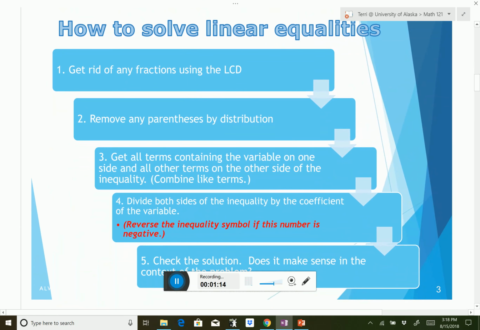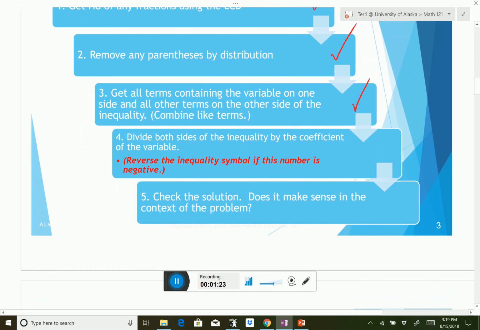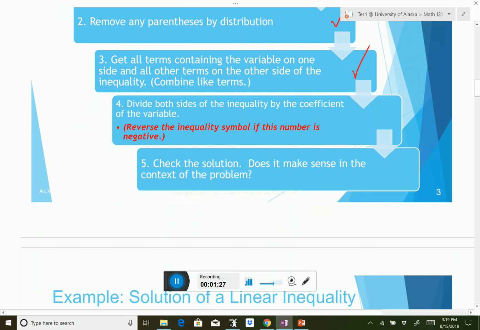Okay, so how do we solve them? Same way we solve equations. Get rid of any fractions, distribute to get rid of parentheses, combine like terms, get the x on one side, constant on the other, and then we divide both sides of the inequality by the coefficient of the variable. And here's the important piece, that's why I made it red: reverse the inequality symbol if the number is negative.